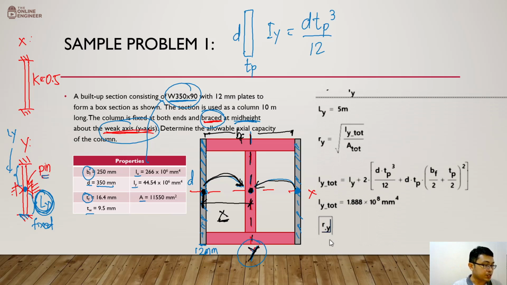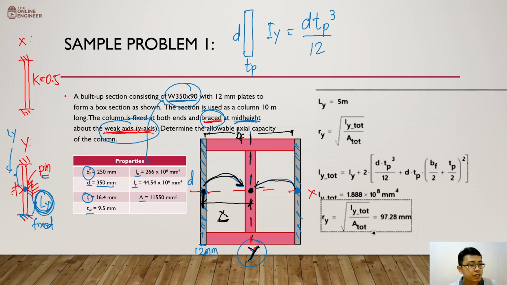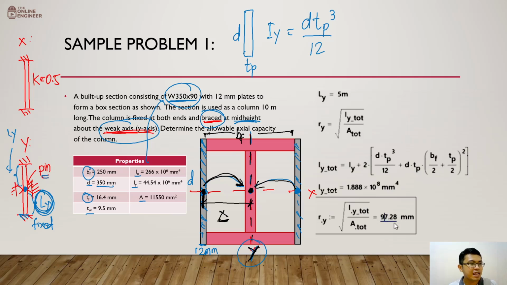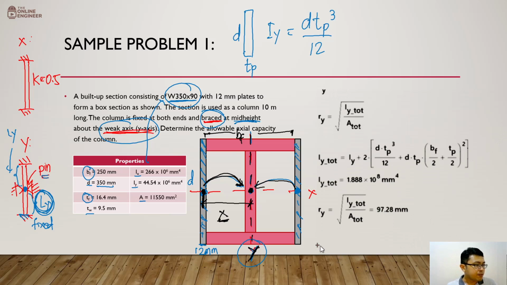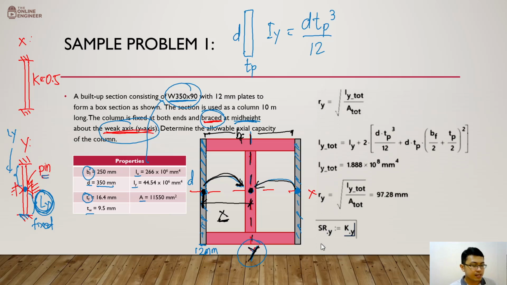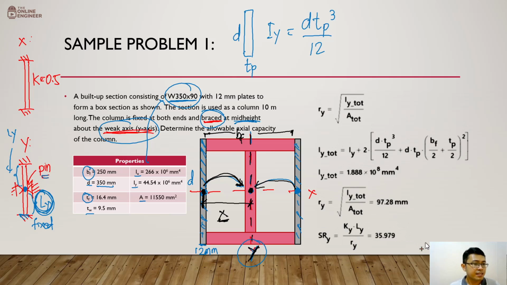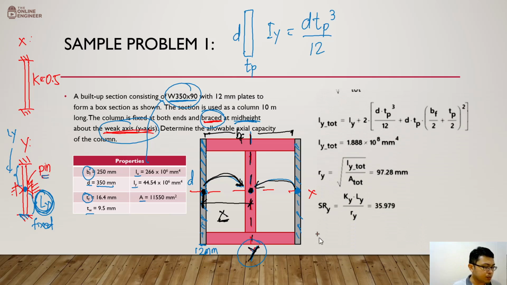No? We're still not yet done. Let's now have our Iy total divided by the total area so that we can have our radius of gyration. So that will now be 97.20. After this, we can now solve finally for our slenderness ratio with respect to the y-axis. That's ky times ly, and we divide that by ry. And that will be 35.979.